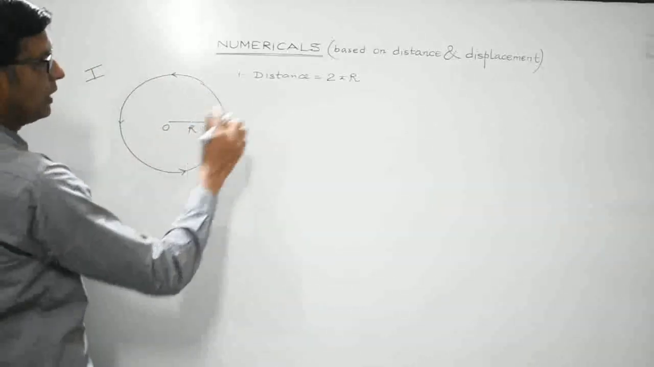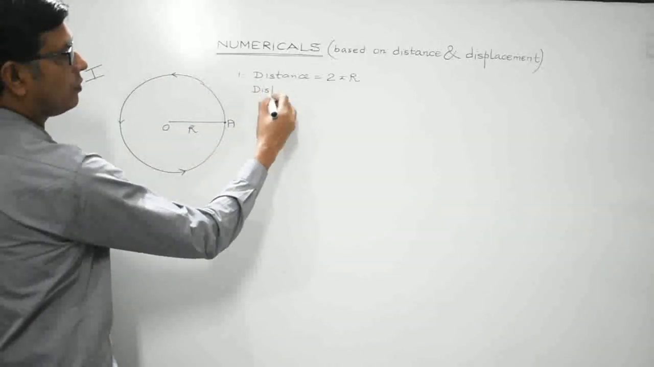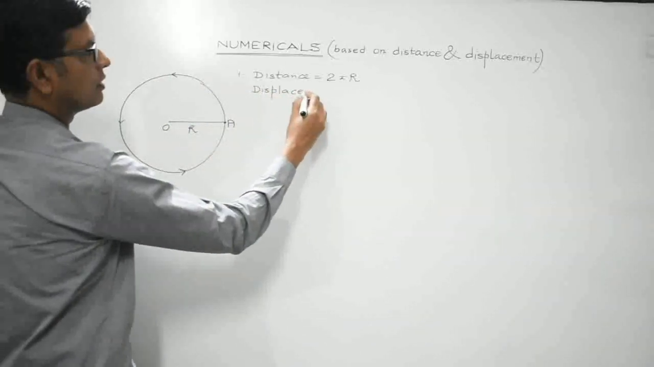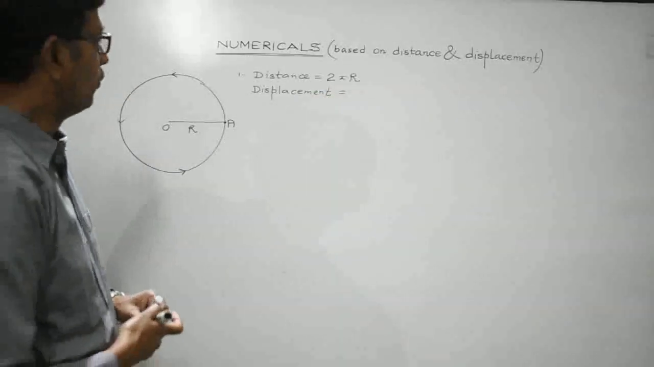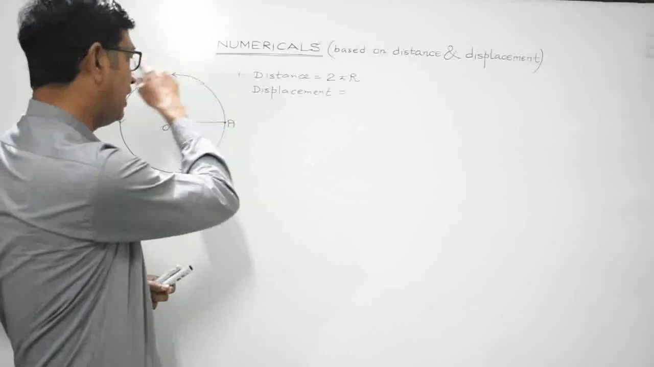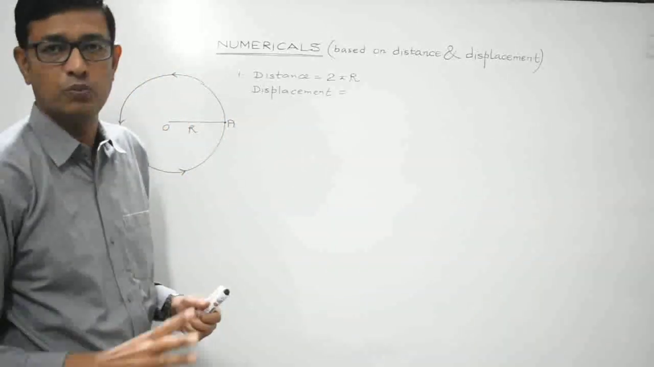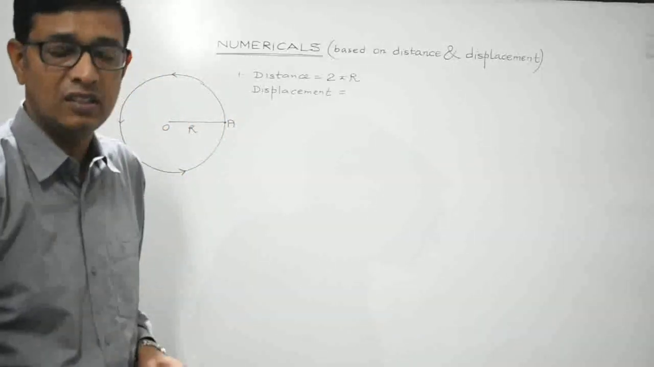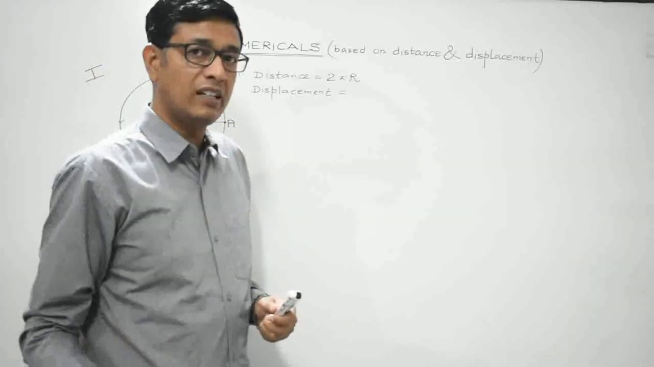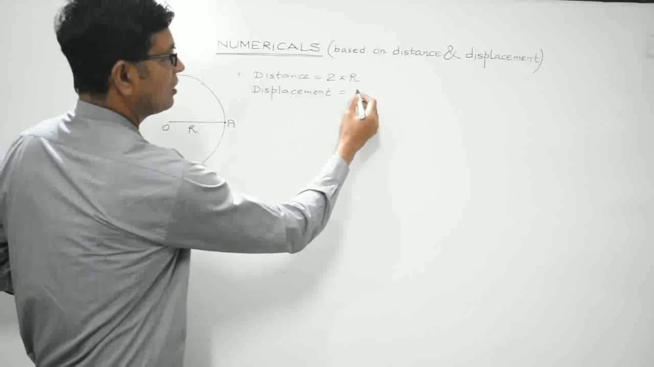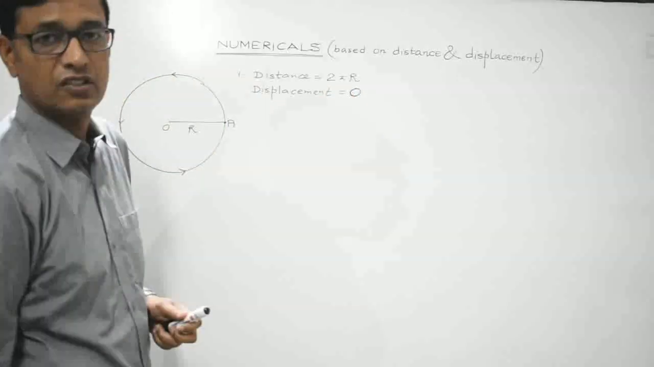Now what about the displacement in this case? Displacement is the shortest distance between the initial and the final position. Over here A is the initial position and A is itself the final position. So both initial and final position coincide. So as I have told you, whenever initial and final position coincide, then the displacement is always 0. So that's the first case.